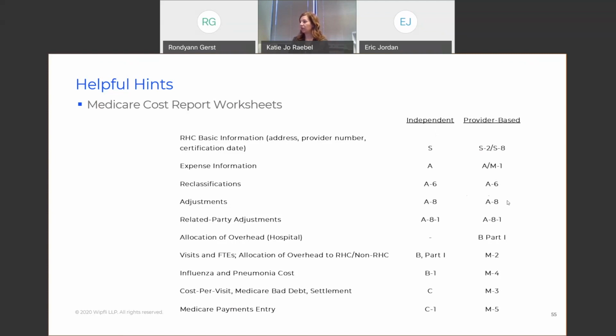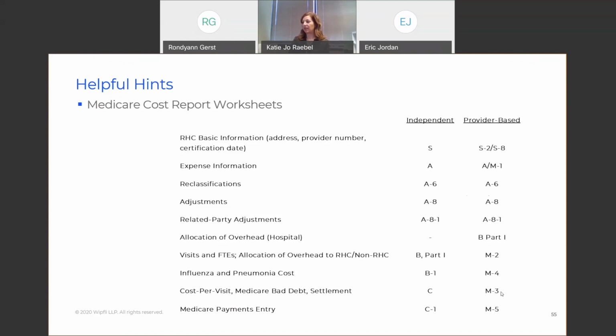Some other important components, if we want to look at your flu and pneumonia costs and Medicare reimbursement for the year, that would be on these worksheets, B-1 and M-4, if we're independent or provider-based, respectively. We also have our cost per visit. So really our end game is either worksheet C or M-3, and that'll get us to our final settlement.